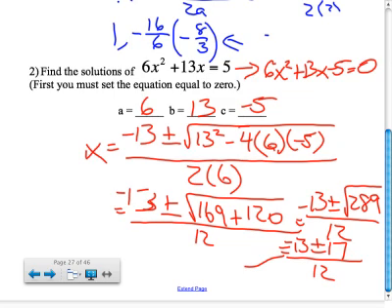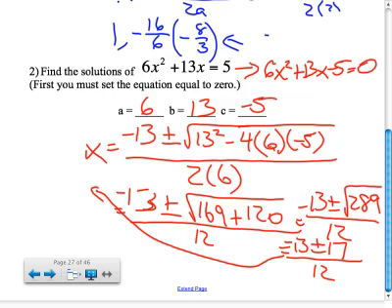All right, so your two solutions, I'm going to come back over here, I'm going to rewrite them here. You have negative 13 plus 12, which is negative 1, so you have negative 1 over 12. Or your second solution would be negative 13, I'm sorry, I goofed that up. Negative 13 plus 17.